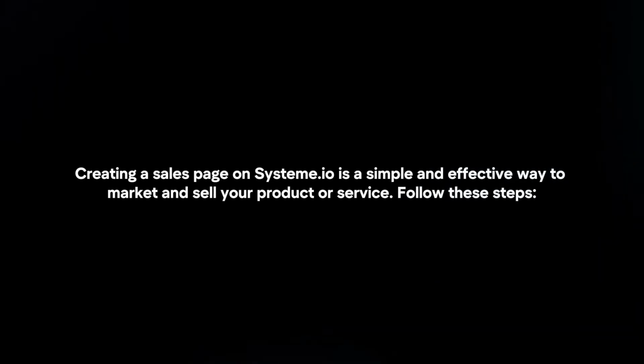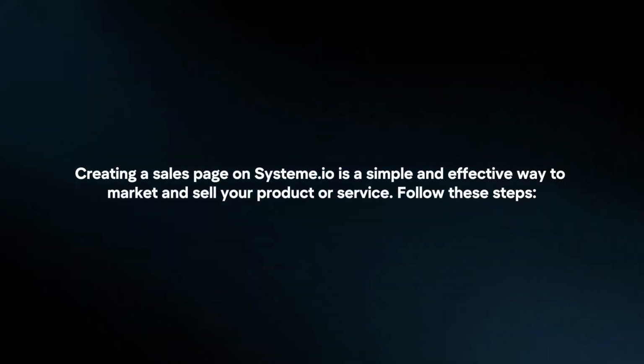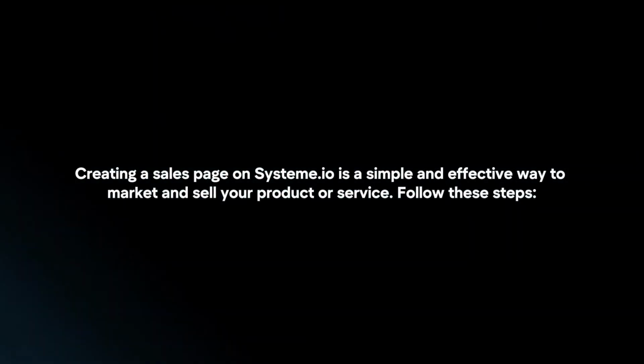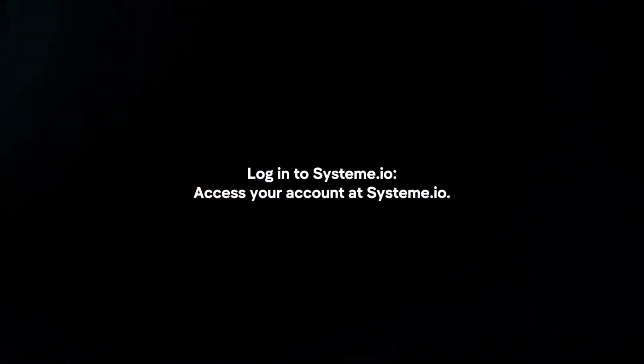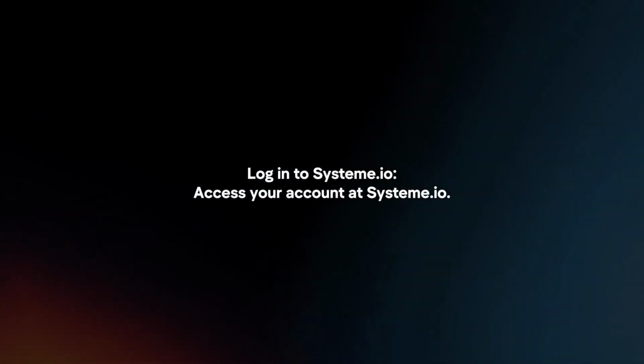Creating a sales page on System.io is a simple and effective way to market and sell your product or service. Follow these steps. Log into System.io. Access your account at System.io.